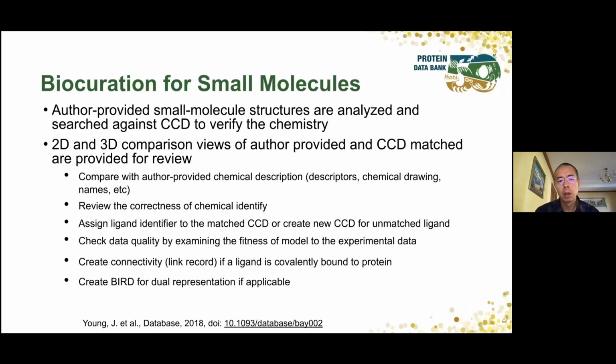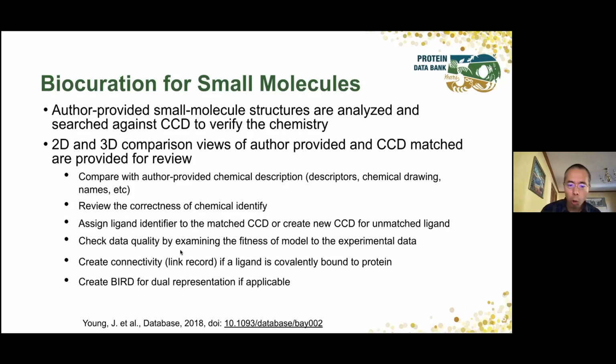In terms of biocuration steps, our goal is to provide accurate chemical description and make sure that the outcome data follows the FAIR principles. So the small molecule structures are analyzed and searched against the CCD. We will have a 2D or 3D comparison view, which we will see in the demo. And we provide comparison for the author-provided and CCD matches, and review the chemical descriptors provided by authors, such as drawings, names, etc. We review whether or not the chemical identity is correct or possible. So if we find a match in the CCD, we standardize first by assigning the CCD ligand identifier to that specific unique compound. Or if the compound is new to the PDB, we create a new CCD definition, to make sure that future depositions will follow the same annotation.